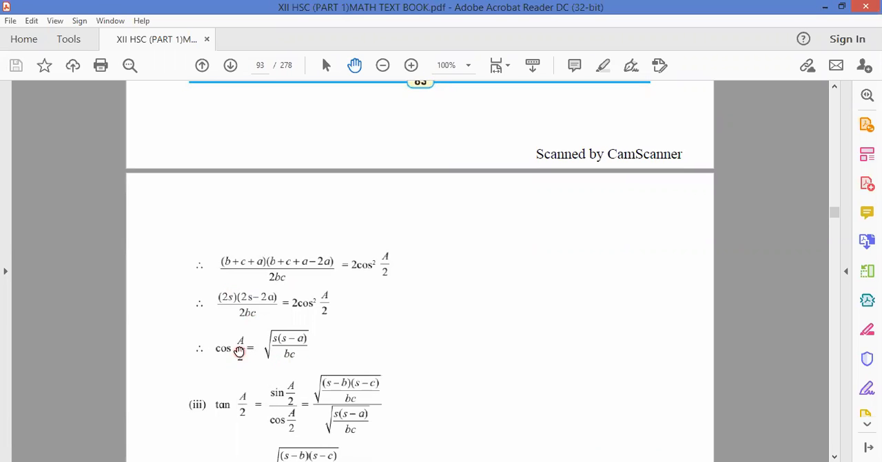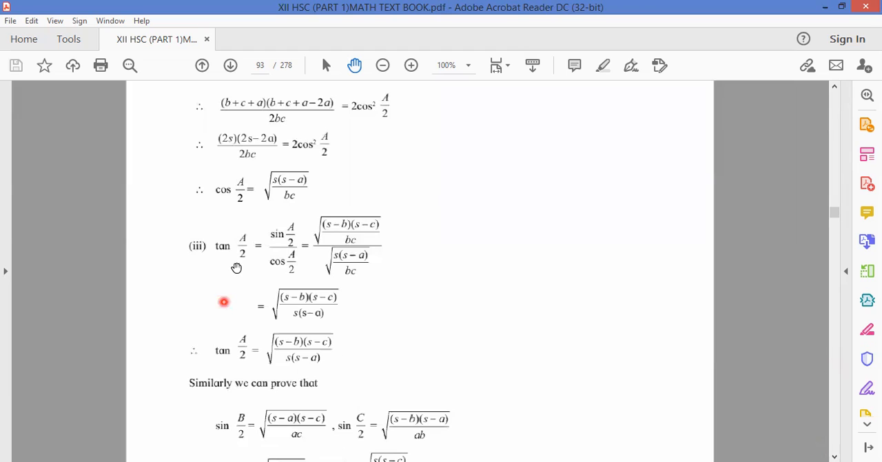So in cos a by 2, square root is coming. In the denominator bc is there, but in the numerator b and c are not there. It is having s and s minus a. So that is the difference in the formula of sine a by 2 and cos a by 2. Both will have the same denominator bc, but in the numerator they will have different terms. So sine a by 2 had s minus b, s minus c. Cos a by 2 is having s minus a. So three terms are there: s minus a, s minus b, s minus c, which is distributed in cos and sine term.